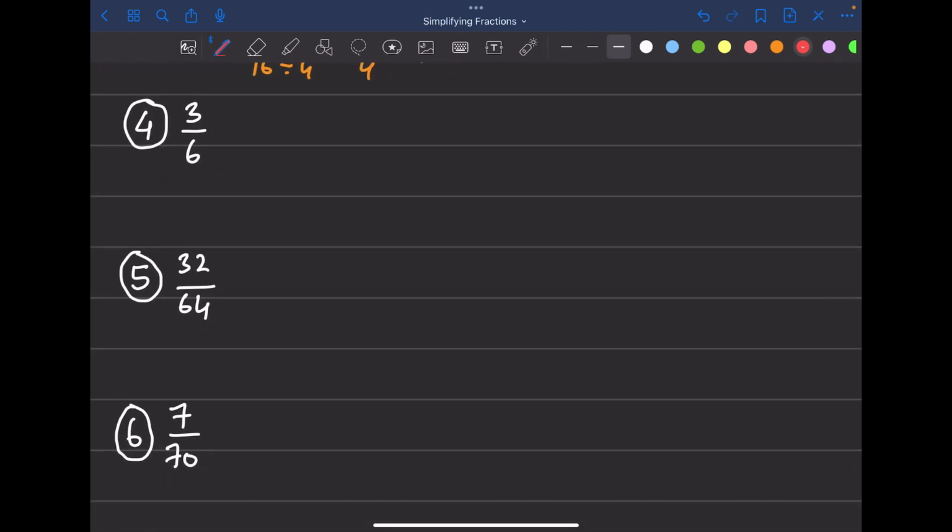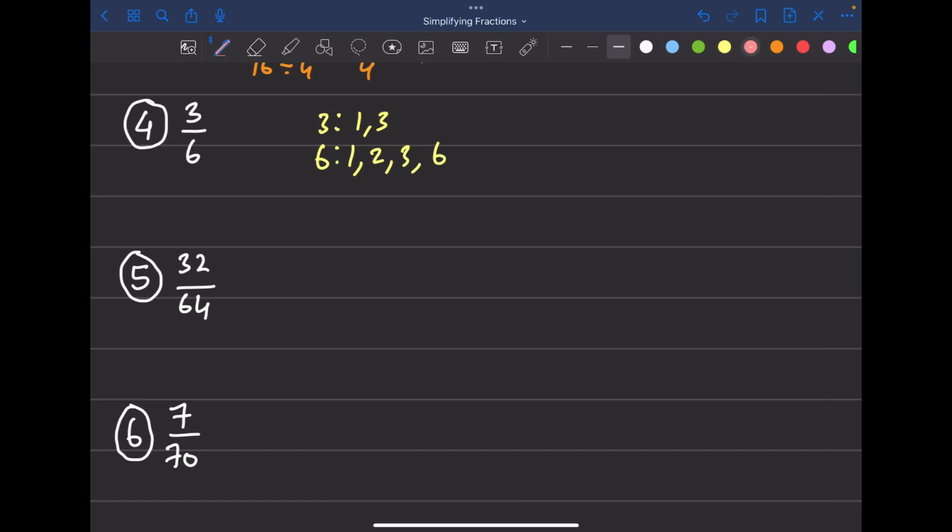Question number 4. Okay, so let's try this one again. Are they both even numbers? The answer is no. Okay, so we cannot divide by 2. That's the first step that we have to notice. We cannot divide by 2 since they're not both even numbers. Okay, let's check the other step. 3 and 6. Do they have any common factor? The factors of 3 are 1 and 3. The factors of 6 are 1, 2, 3, and 6.